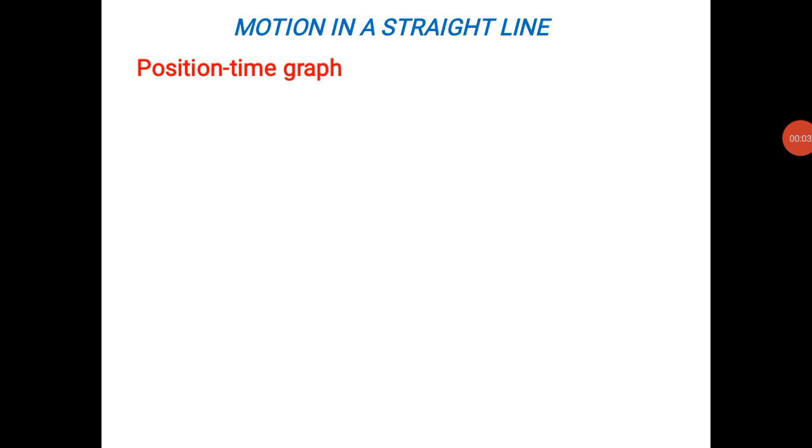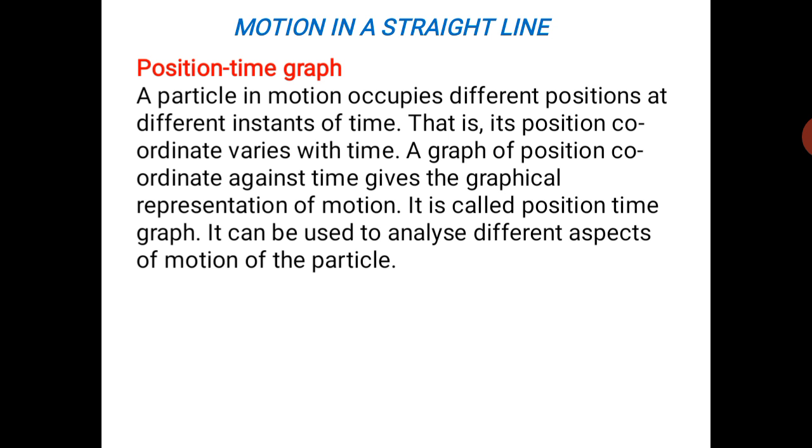Hello, dear students. Today we have to discuss the position-time graph. This is the graphical representation of one-dimensional motion. Here you have to take position along one axis and time along another axis. A particle in motion occupies different positions at different instants of time.